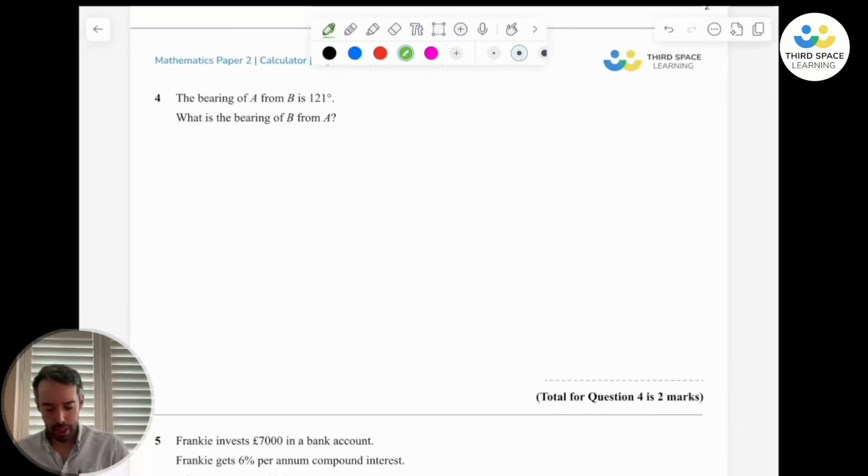Lovely question. The bearing of A from B is 121. So remember, with bearings we need to have it going from the north line, we need to measure clockwise, and we also need to have them in 3 figures. So let's draw the bearing of A from B before I do anything else. Let's start with our north line. And remember, this is A from B. So that means that it's going from B. So here's B, and here's A.